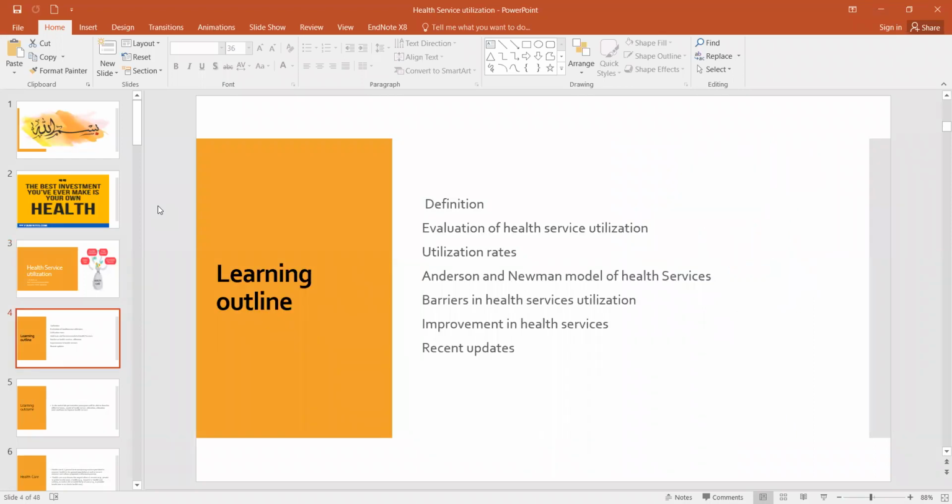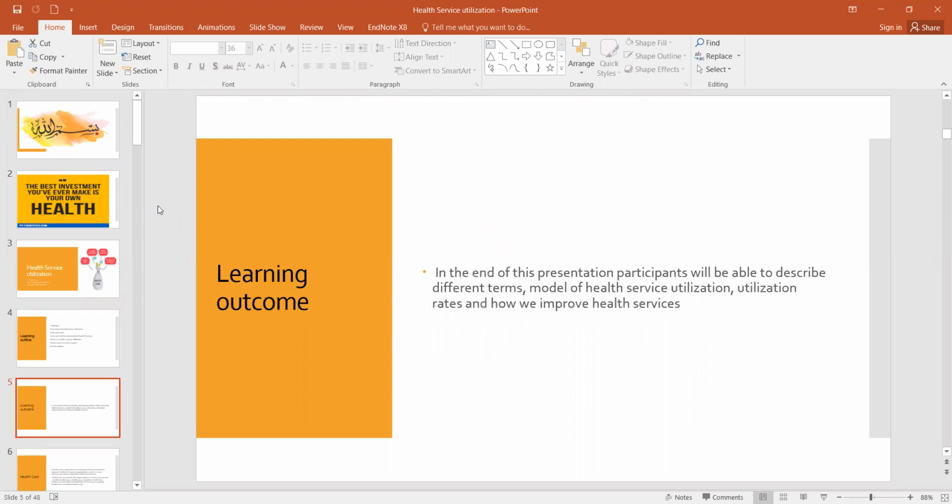The learning outline of my presentation is a definition of different terminologies, evaluation of health service utilization, utilization rate, the Andersen and Newman model of health services utilization, barriers in health service utilization, how we improve health service utilization, and recent updates. By the end of this presentation, participants will be able to describe different terminologies related to health, the model of health service utilization, utilization rates, and how we improve health services.